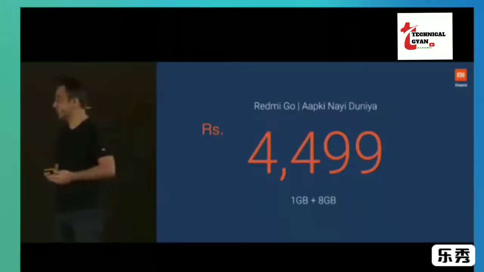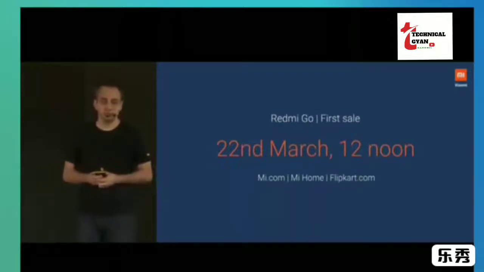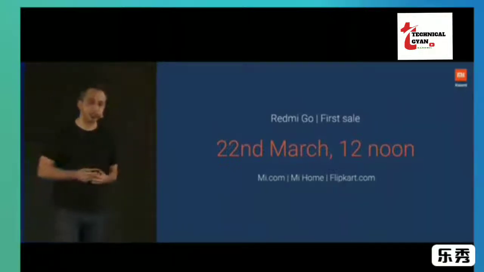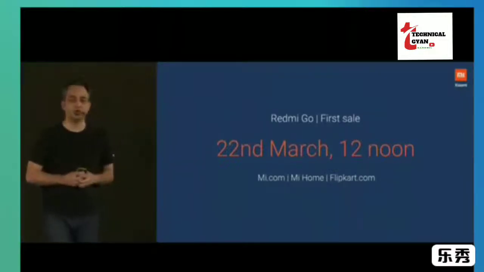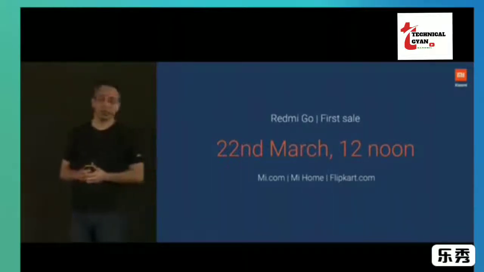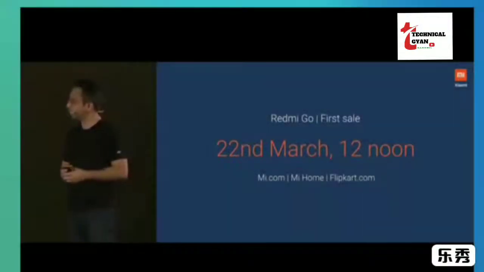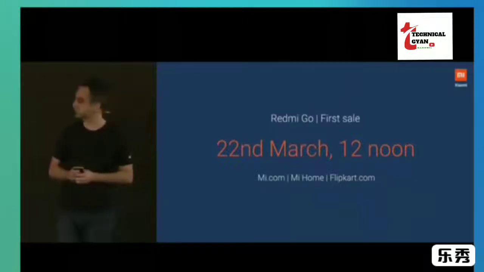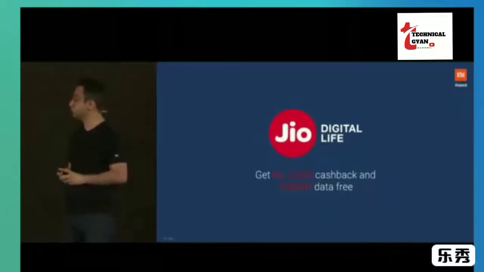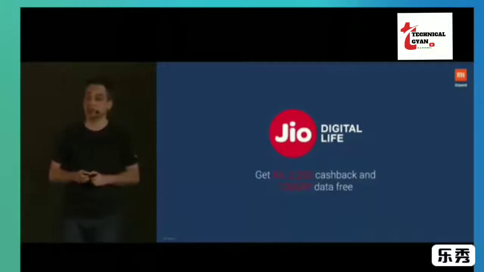The first sale of this device is on 22nd March, that is this Friday at 12 noon. It will be available on mi.com, Mi Homes, as well as Flipkart. So you can go there on 22nd March at noon to get aapka apna smartphone. And along with this, what you also get is an offer from Reliance Jio. So you get up to 2,200 rupees as cashback and 100 GB of data additionally free.